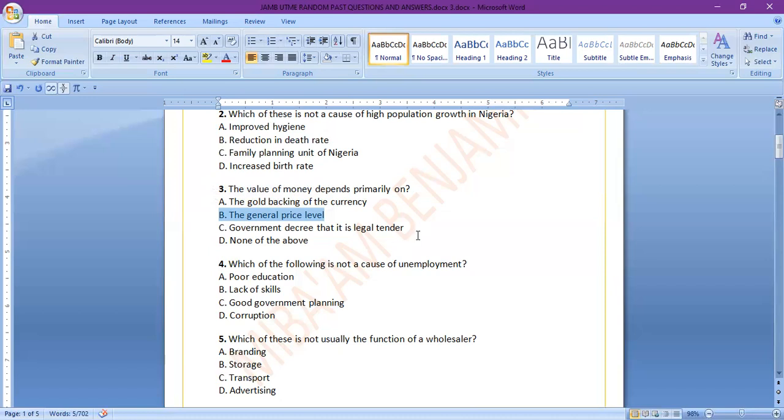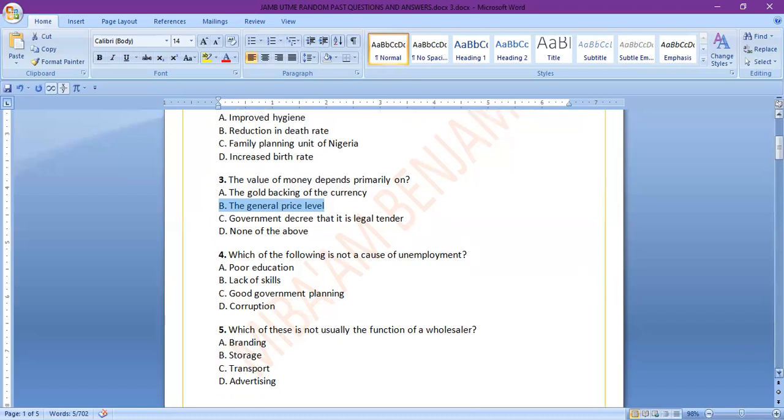When the price level is stable, the value of money will be respectable. But when the general price is always changing, especially upward, the value of money will be dropping.